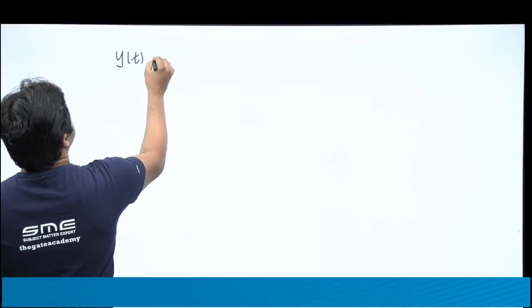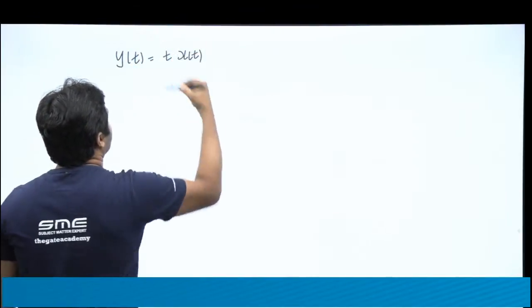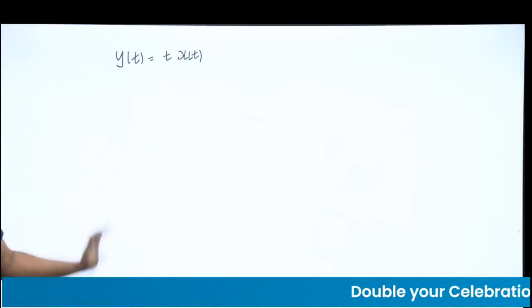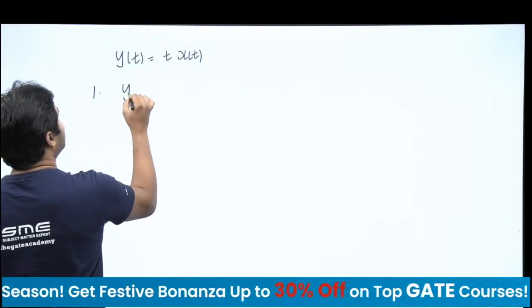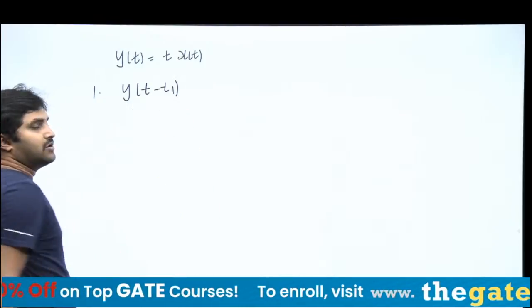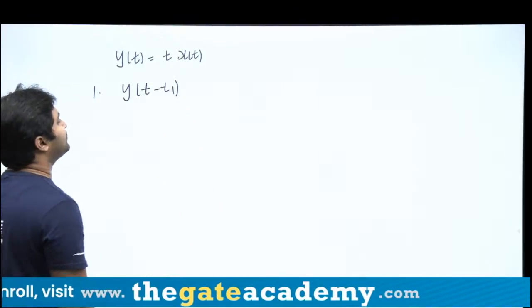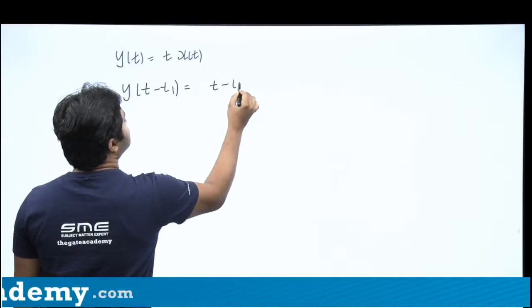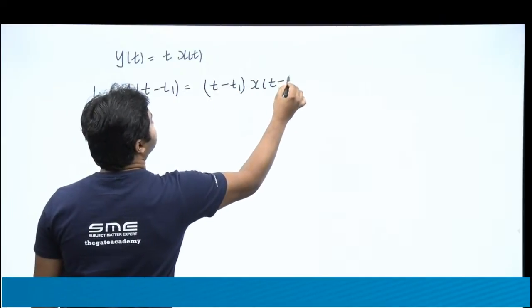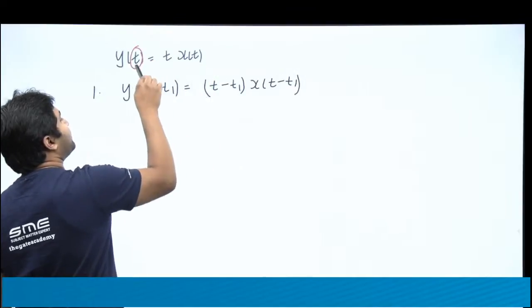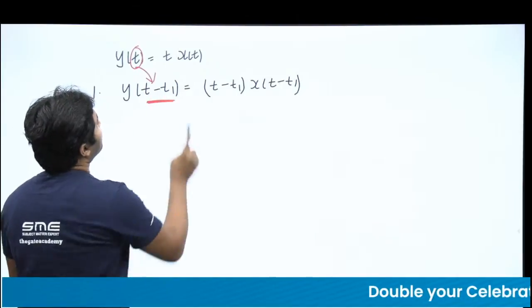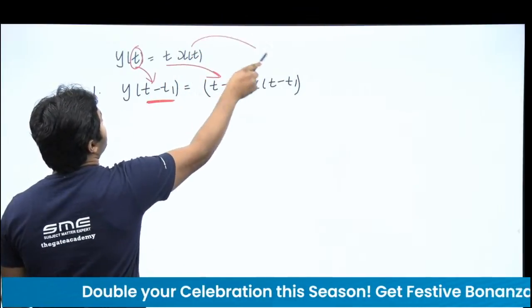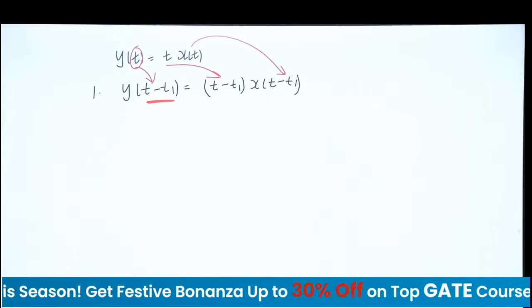Simple example. Y of t is equal to t into x of t. I am taking this. Now first thing that I am going to do is that I will find out what is y of t minus t1. Y of t minus t1 is equal to t minus t1 times x of t minus t1, because wherever there is a t, I am replacing it with t minus t1. So I found out what is y of t minus t1.